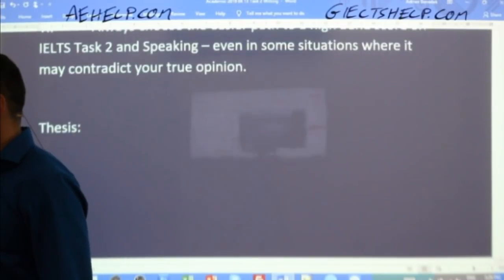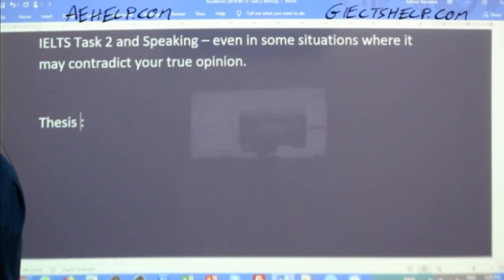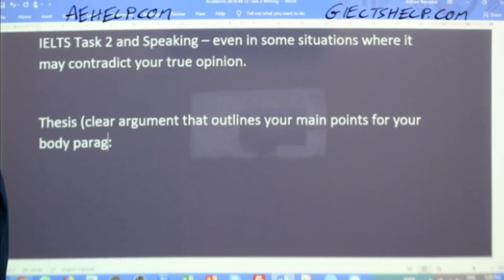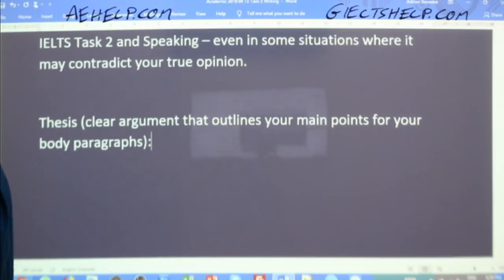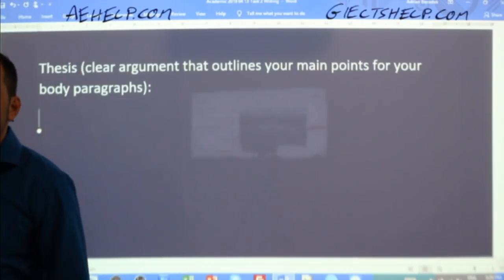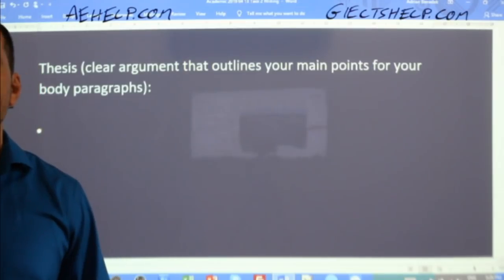So write the thesis. The thesis is your argument, students. It's your clear argument that outlines your main points for your body paragraphs. That's what your thesis is. And in this case, you really only need one sentence.